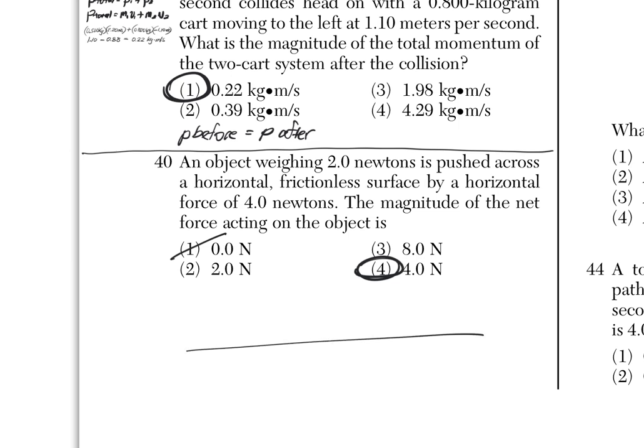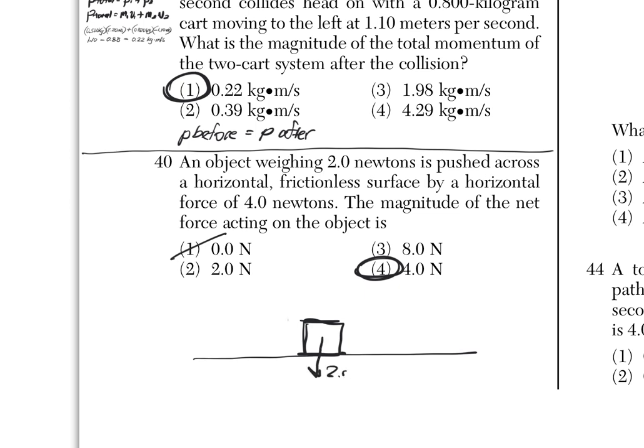So we have it's supposed to be horizontal. That's a terrible straight line. Let's try that again. Okay, so that is much better. All right, so we have a box, and it weighs 2 newtons, so there's my 2 newton weight vector, and it's being pushed by a hard force of 4 newtons.